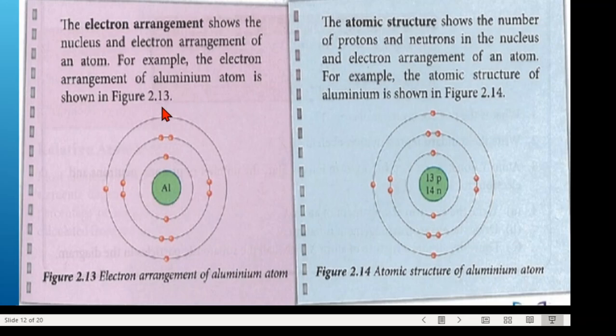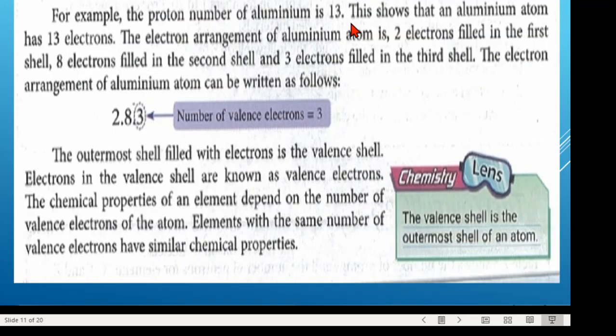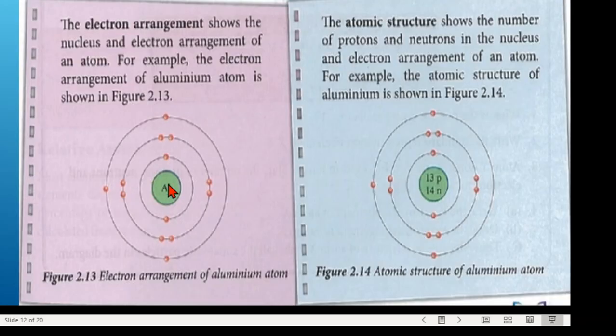Dia punya proton number 13 kan? So proton number 13, elektron dia 13 juga. Aluminium. So first shell kita letak 2 sahaja. Second shell isi 8. So 2 tambah 8 sudah 10. So tinggal 3 lagi supaya cukup 13 kan? So yang outermost ni 1, 2, 3. 3 elektron. So dia punya number of electron valence 3.